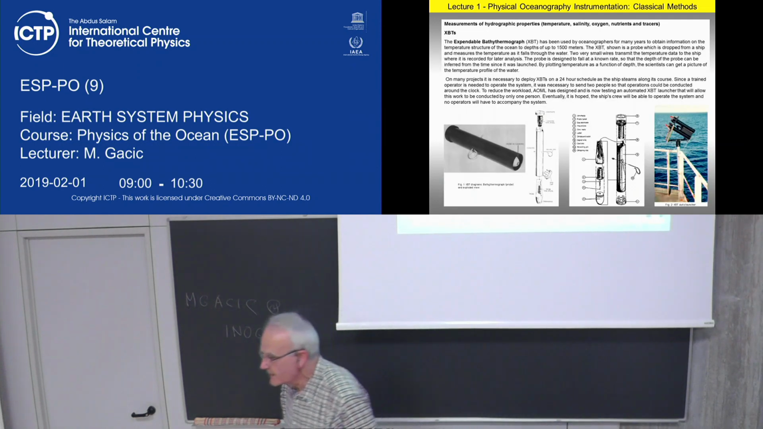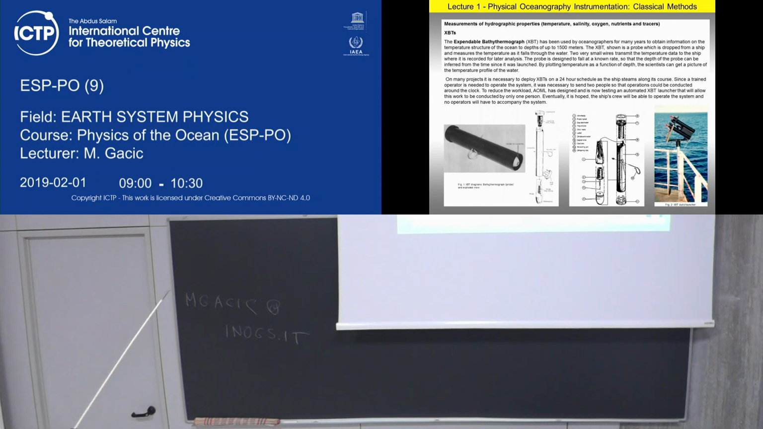And then there are XBTs. XBTs are expendable bathythermographs, which are instruments that have been used in oceanography for many years to obtain information on the temperature structure of the ocean to depths of up to 1,500 meters.